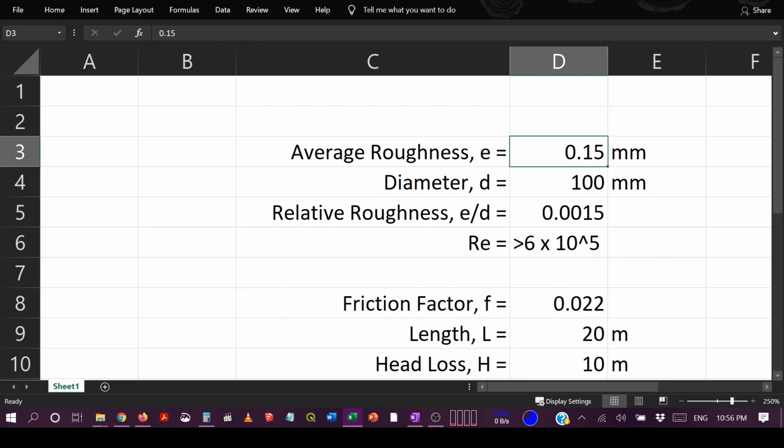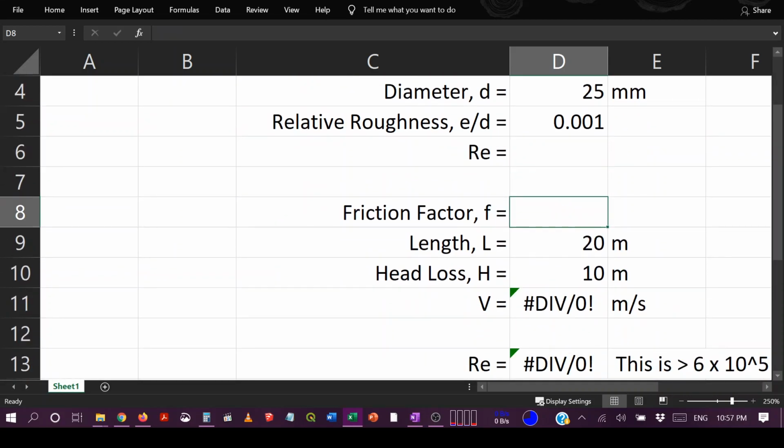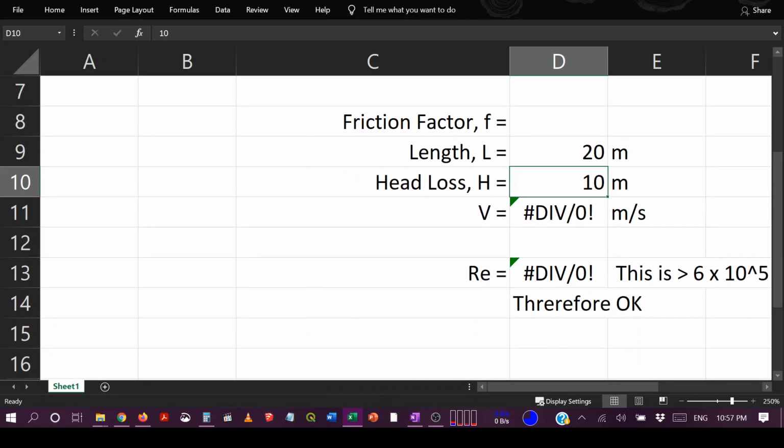instead of average roughness 0.15, we'll use 0.025 suppose, and diameter is now let's say 30 mm. Now instead of 30 mm, just to have a better value, 25 mm. Now this relative roughness is 0.001, and we don't know what the Reynolds number is, but we'll assume it based on the diagram. And friction factor, again, we don't know. Length is 10 meter, head loss is 10 meter.